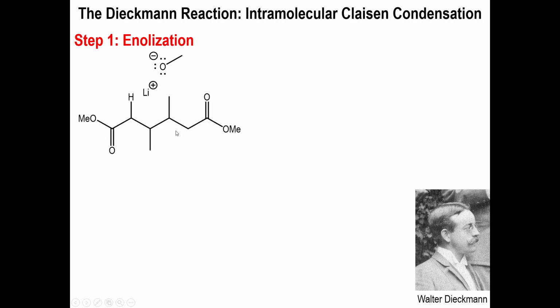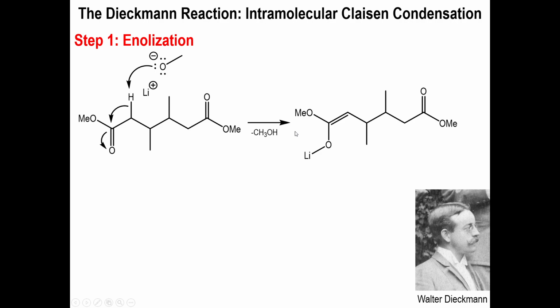So for instance, if we start with this diester molecule that has 1, 2, 3, 4, 5, 6 carbons, in between the two esters, well, technically 4 carbons in between them. If you treat that with lithium methoxide or sodium methoxide, right? We're using methoxide because the esters themselves have methoxide. You deprotonate one of the alpha hydrogens from the two esters, and you generate the enolate of that component.